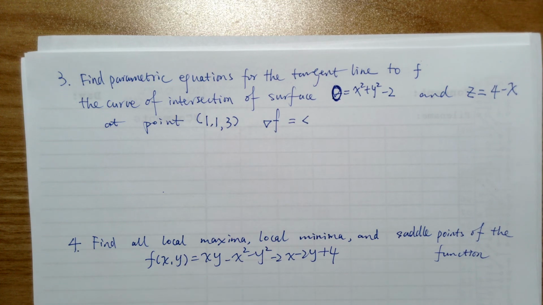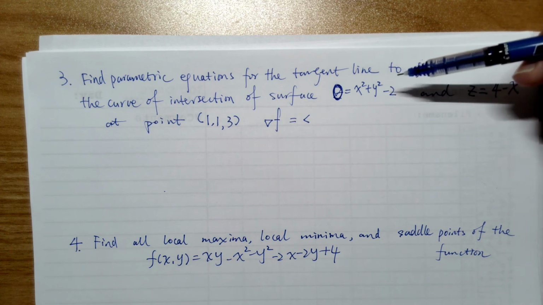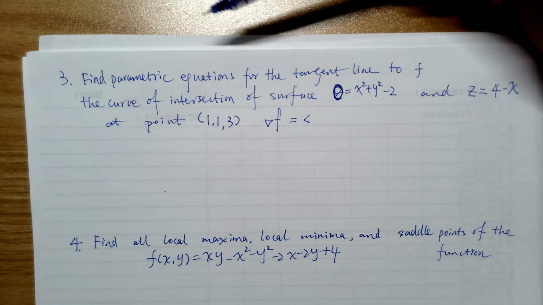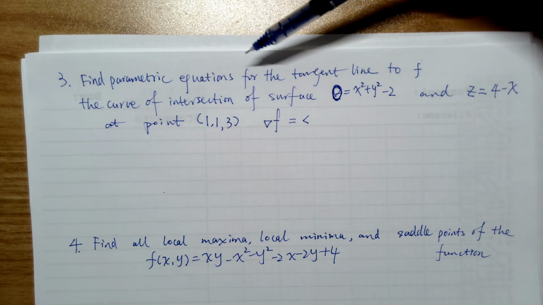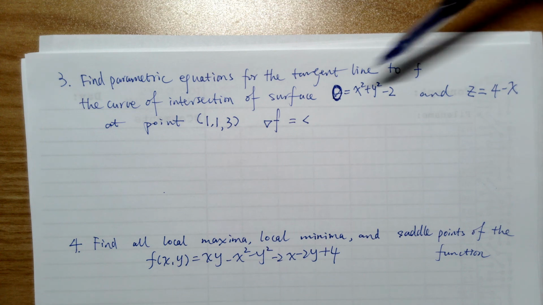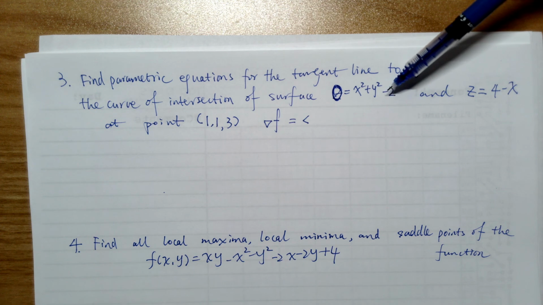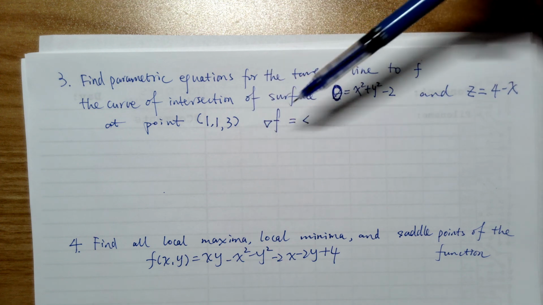Okay, guys, so continuing with what we just talked about. I think I just made a mistake for this example, so all I need to do is modify one part. Find the parametric equations for the tangent line to the curve of the intersection of this surface and also this surface at this point here.